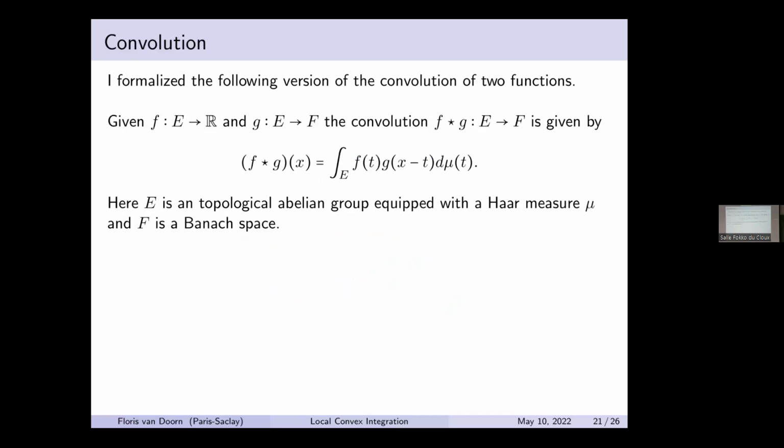But so in the last part of my talk, I want to talk a bit about convolution. We first thought we would end up using it for the smoothing argument, but in the end we ended up using it for the reparameterization argument. In the original form that I wanted, the convolution was as follows. We have a function from a vector space with real numbers, and a function between two vector spaces, and we want to define the convolution.